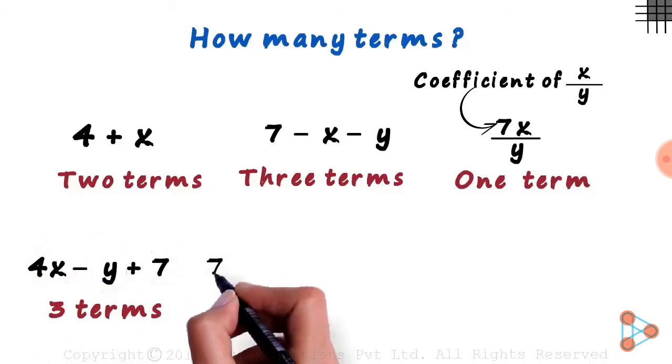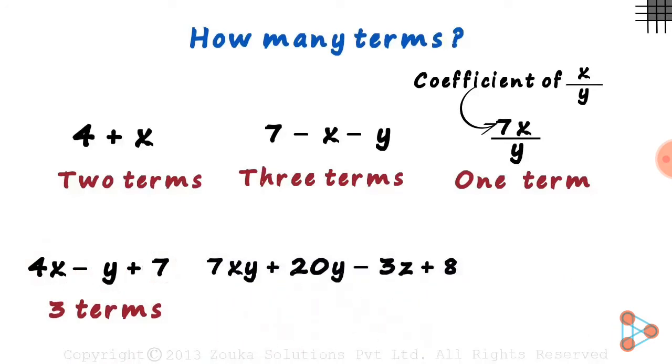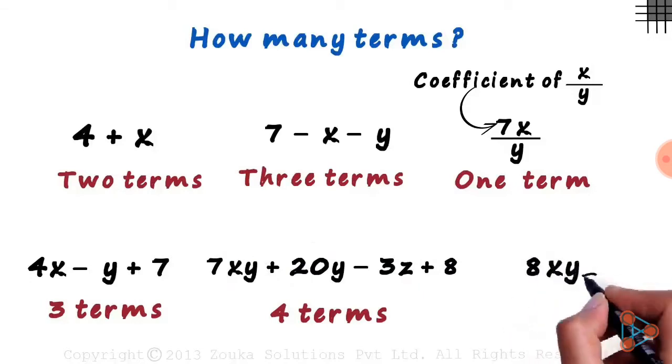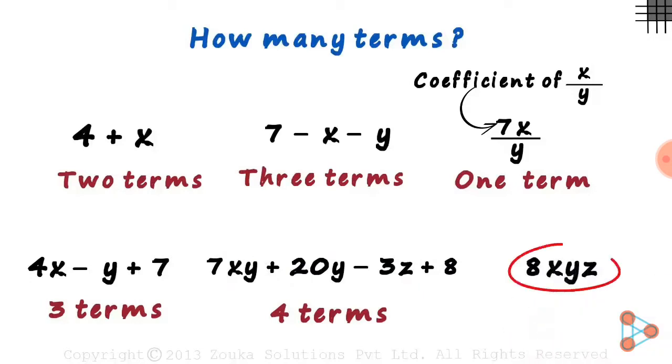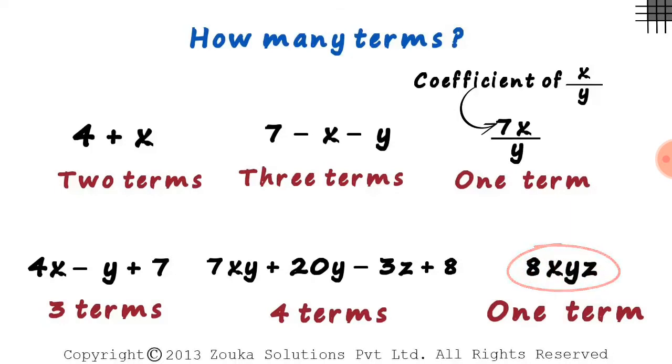What about 7xy plus 20y minus 3z plus 8? One term, 2, 3 and 4. Four terms in all. Each of these is one term. Here's the last expression, 8xyz. Since it involves only multiplication, this is just one single term. Even though there are three variables and a constant, this is a single term.